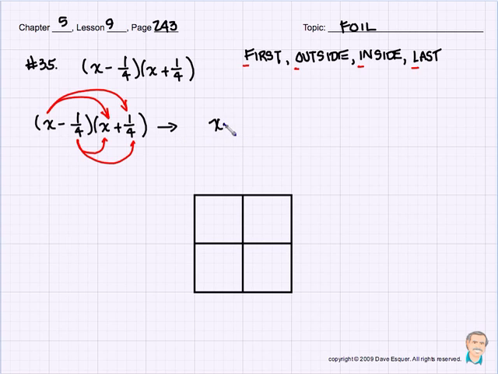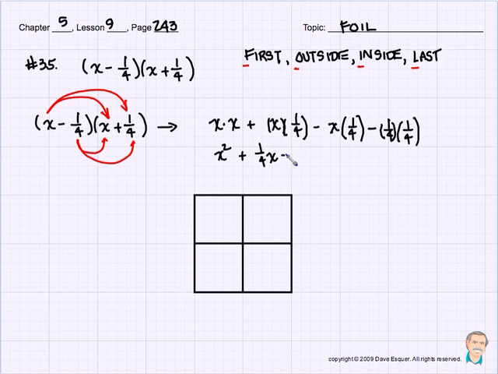x times x, and x times a fourth, minus x times a fourth, and that's because we have this negative sign, x times a negative 1/4, and then minus 1/4 times a positive 1/4. So all we're doing is multiplying. We got x times x is x squared plus 1/4 of an x minus 1/4 of an x minus 1/16. Remember, 1/4 times 1/4: numerator times numerator, denominator times denominator.